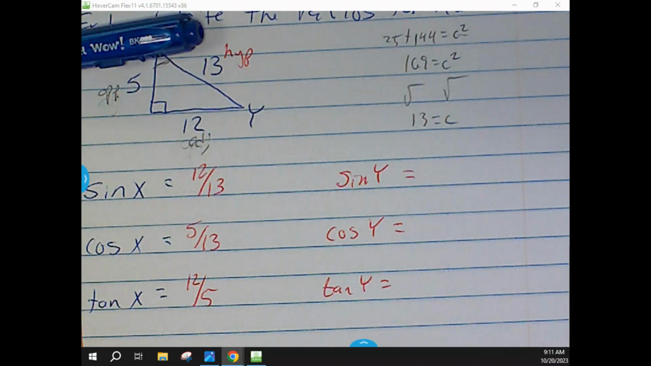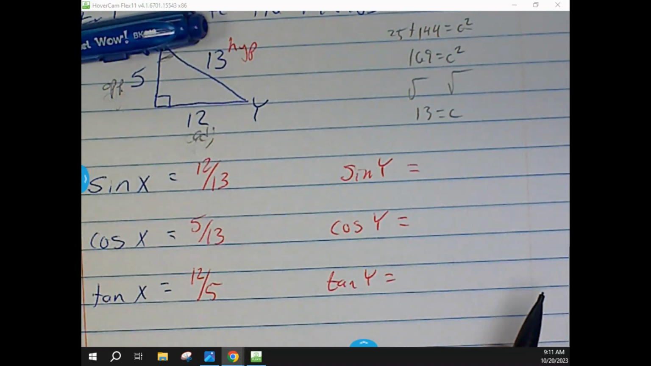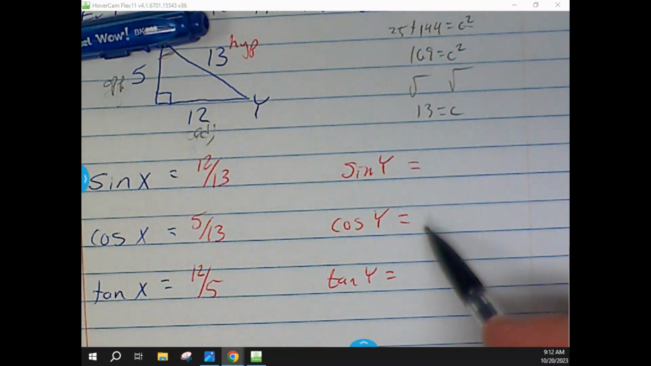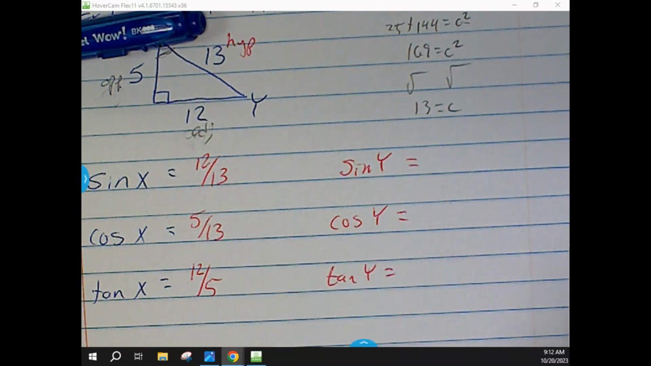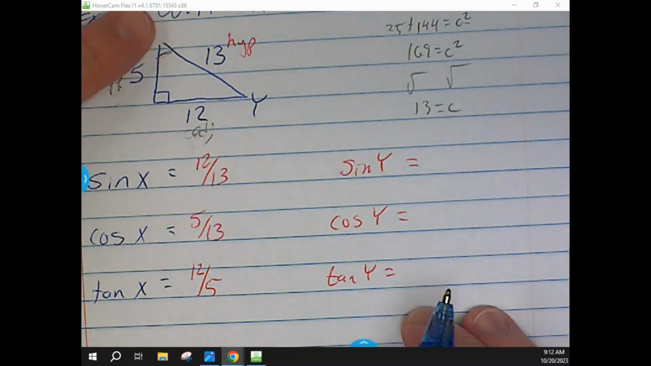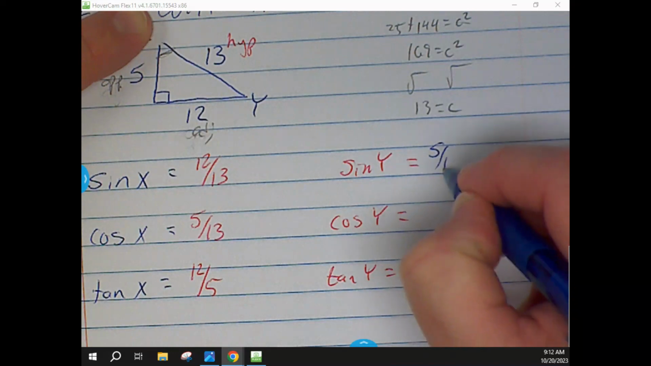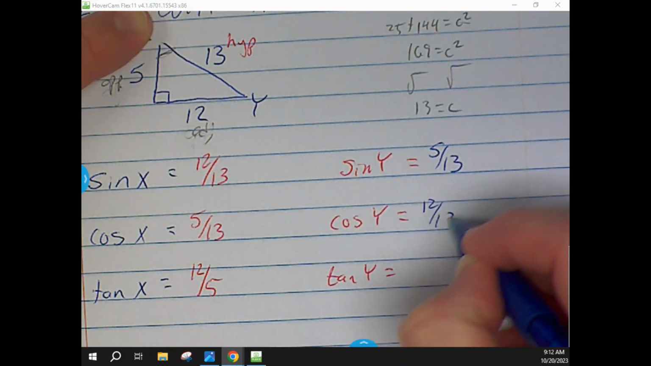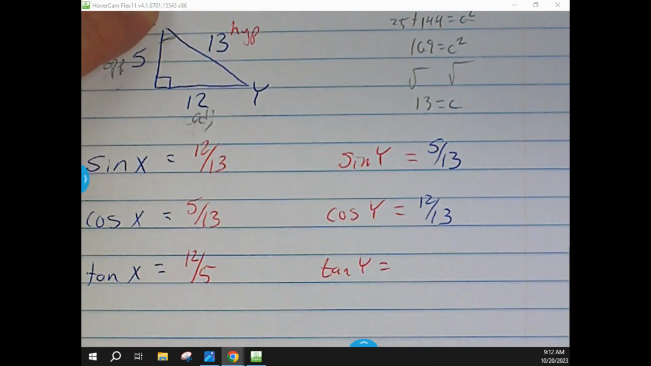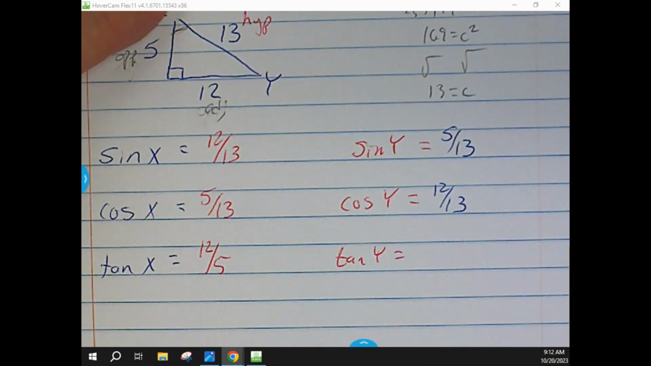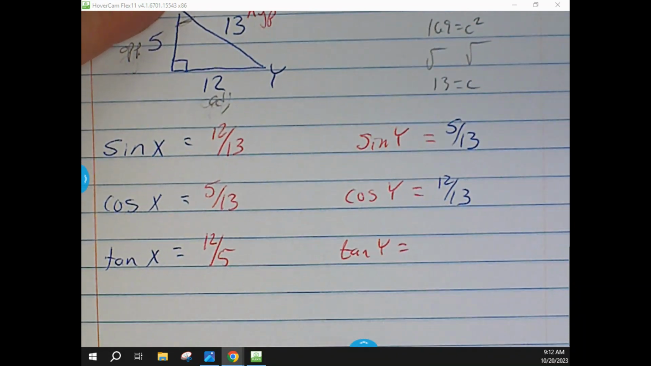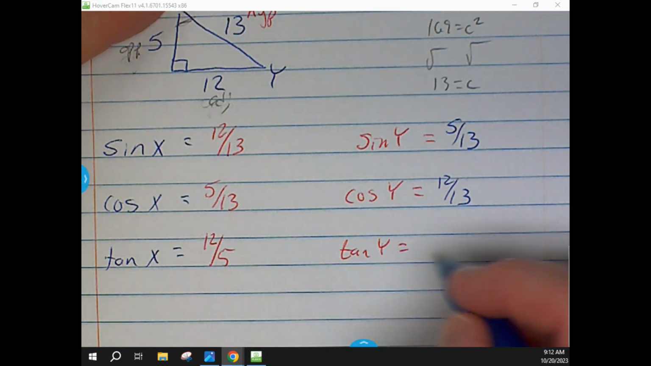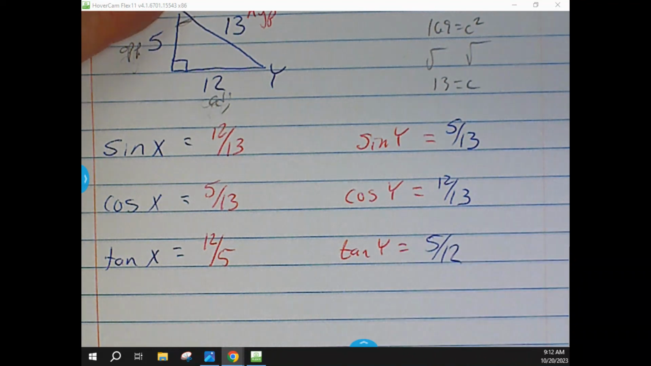Okay, now the good thing is if you've done sine and you've done cosine for x, these two answers are just reverse answers here. So cosine of x is going to be 5 over 13, and then the cosine of y is going to be 12 over 13. Okay, and if you have to find tangent of y, where we've got tangent of x, tangent of y is going to be the same thing, but you just invert it. So it's going to be 5 over 12, because now we're doing opposite over adjacent for that part.